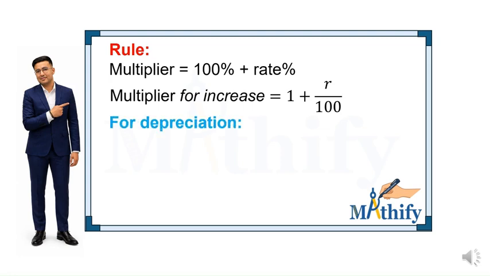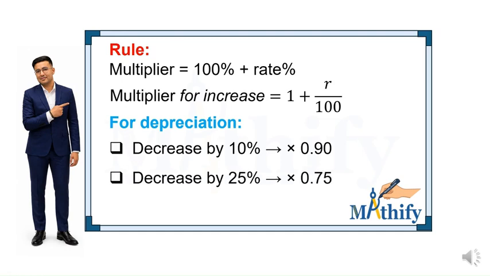For depreciation, decrease by 10%: 100 minus 10% is equal to 90%, divided by 100 is equal to 0.9, so multiply by 0.9. Decrease by 25%, multiply by 0.75. Decrease by 3%, multiply by 0.97.